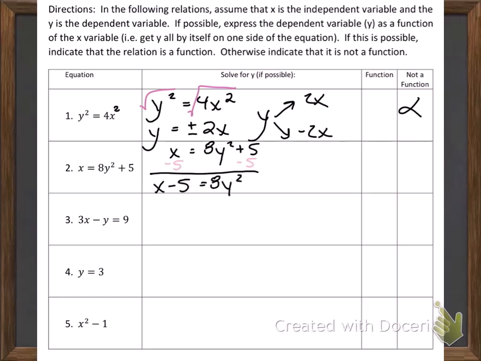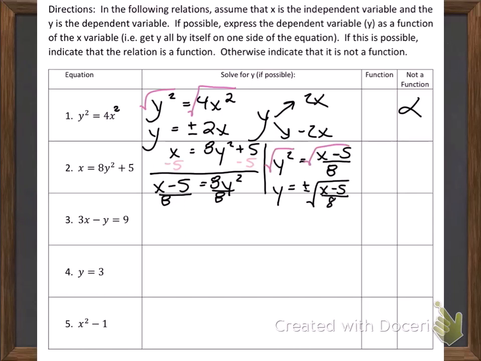The next thing I'm going to do is divide both sides by 8. So now we have y squared equals (x minus 5) over 8. But again, when I go to take the square root of both sides, I still have this problem. I still have y is equal to plus or minus the square root of (x minus 5) over 8. Since I have that ambiguity, it could be a plus or minus, I have two y values mapping to the same x value, and it is not a function.